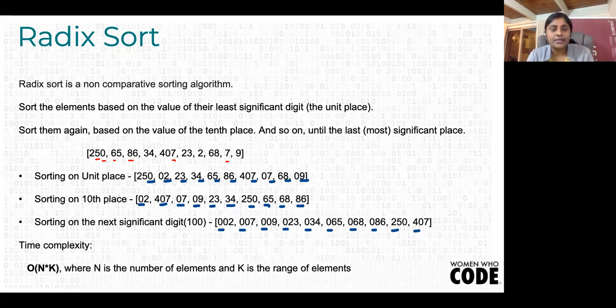The time complexity is O of n into k, where n is the number of elements in the array, and k is the range of the elements. Here the range is 3, so it's O of n into k. So that's about the Radix sort.